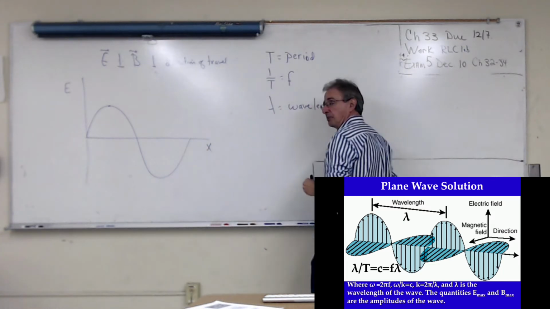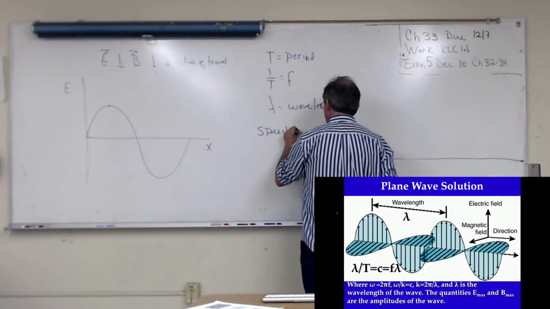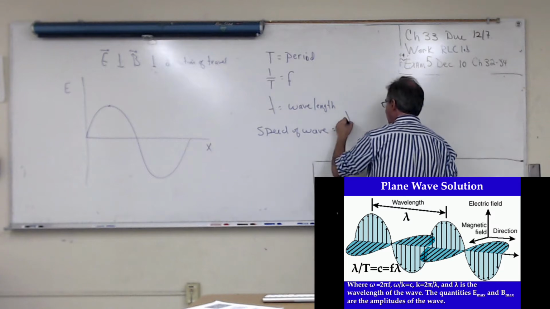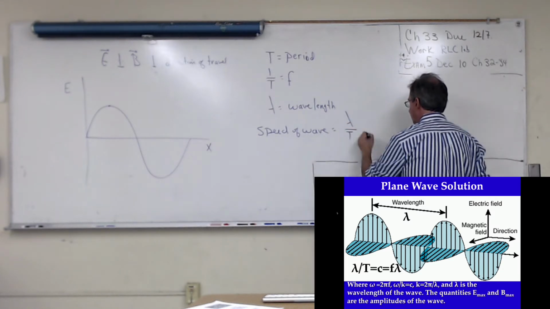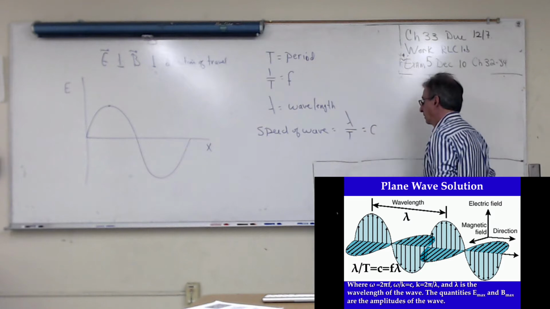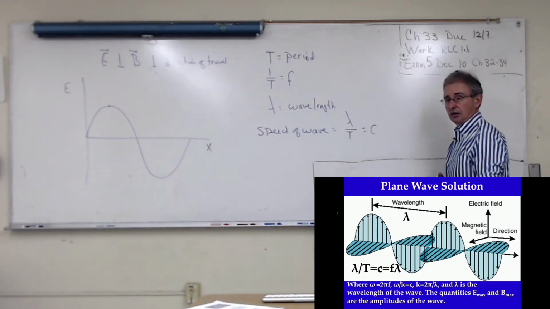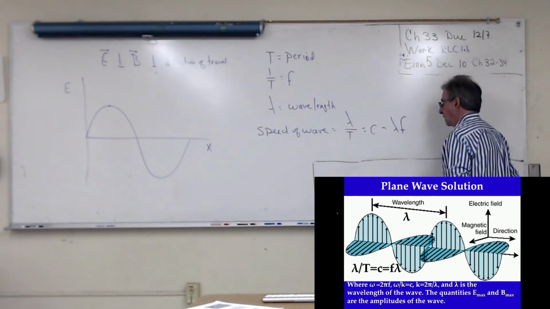If we want to find the speed of the wave, it is going to be the distance traveled in one period divided by the period. And that's equal to the speed of light. But since 1 over T is equal to the frequency, we can write the speed of light as lambda times f.